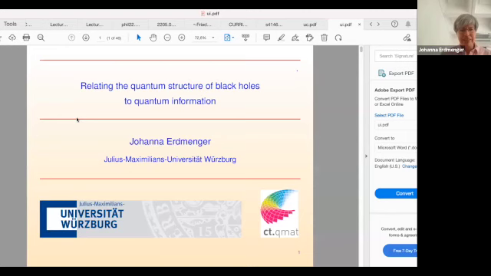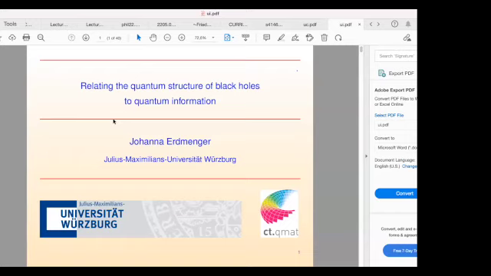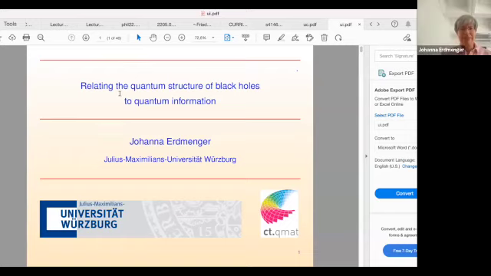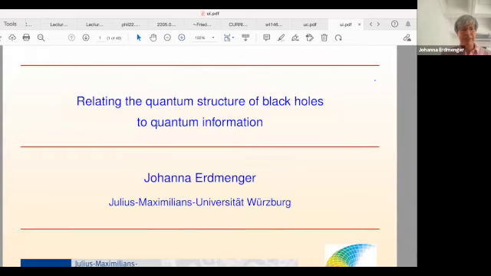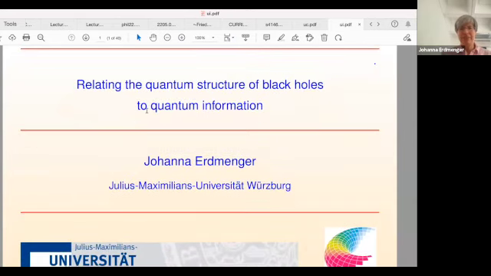Unfortunately, maybe I have to resort to drawing some pictures again. Let me just first take my slides. Let me share as first here. Can you see the slides? It always takes a while, because I also want to write something on the iPad in a second. So now the last part is called relating the quantum structure of black holes to quantum information.